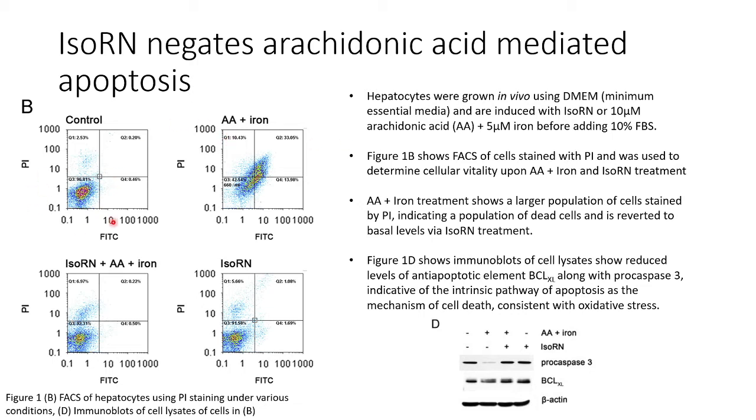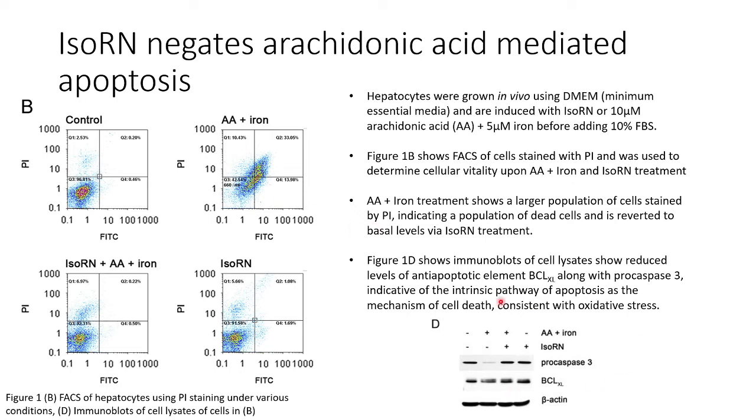And in the control, we can see a low amount of dead cells which were stained using propidium iodide, which stains for dead nuclear components. However, when treated with AA plus iron, we can see an increase in the population by PI staining, showing that there is an increase in dead cells. However, this is resolved upon treatment with isorhamnetin, showing us that isorhamnetin has a protective effect on AA plus iron treatment.